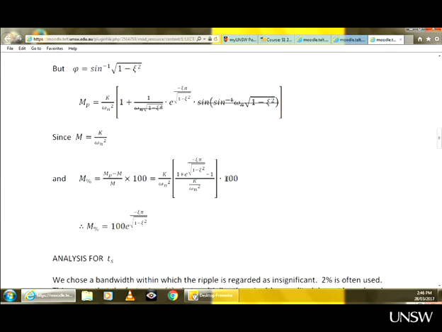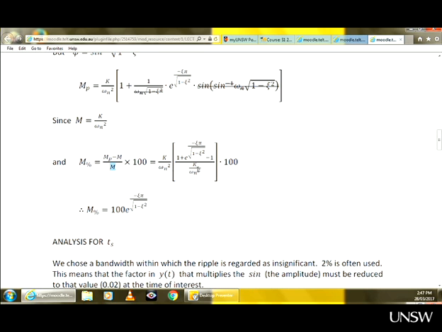Okay, so we have the expression for Mp. We have an expression for the steady state value. Percentage overshoot is the difference between the two divided by the steady state value and obviously times 100. So when we do that, we'll end up that percentage overshoot equals 100 times this exponential term. Again, another expression that will be given in your exam paper. So not something you have to derive.